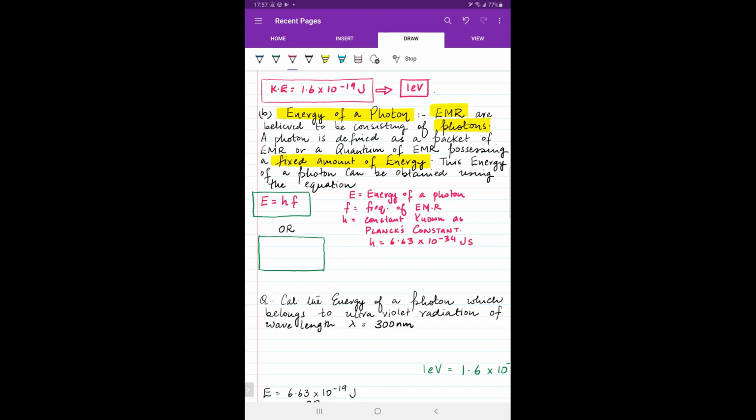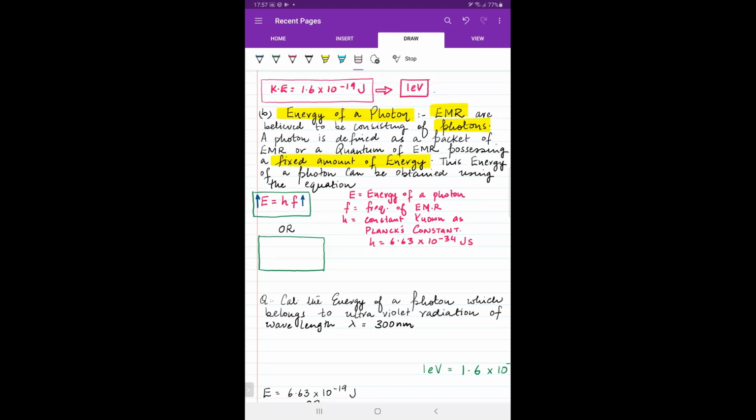So based on the equation, I'm sure you would agree what this equation is implying is the higher the frequency, the greater is going to be the energy of the photon. In simple terms, a photon belonging to violet light will have a greater energy content as compared to a photon belonging to, let's say, red light. So the higher the frequency, the greater is the energy of a photon.